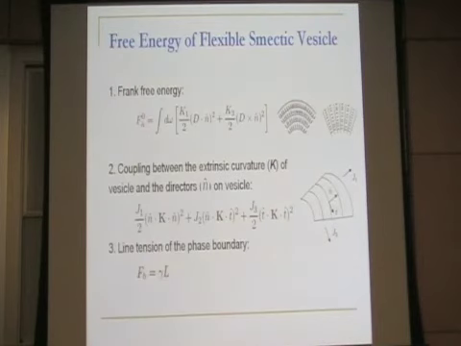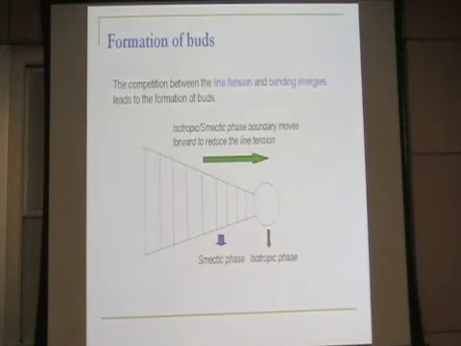Actually, this term can explain the budding phenomena of the vesicle. The budding phenomena of vesicle can be attributed to the competition between the bending energy and the line tension. That is, here the smectic domain will continue to grow until the bending energies and the line tensions are balanced. Thank you.